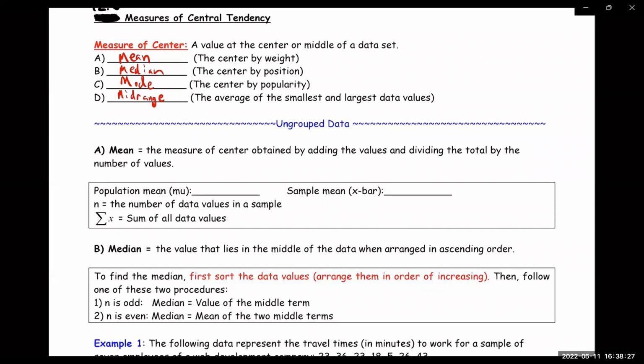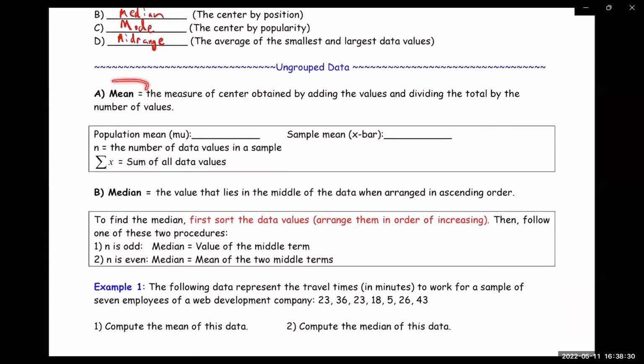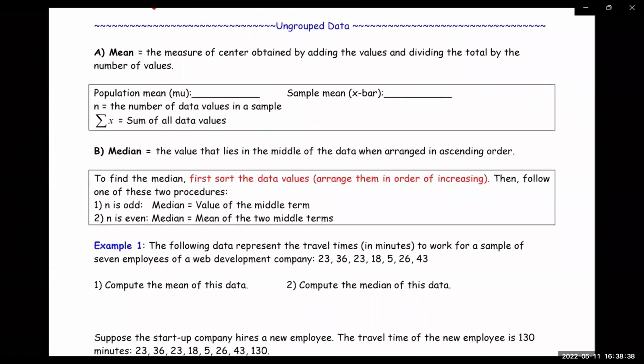All right, so let's look at the definitions. For the first one, the mean, the measure of center obtained by adding the values and dividing by the total number of values. In statistics, they call that mu for the population and X bar for the sample mean. So here are the two notations. The mu looks like a Greek letter, like a U with a long tail in the front. The X bar just looks like this, X bar. That's the sample mean. This is the population mean.